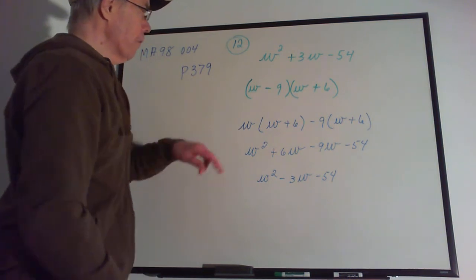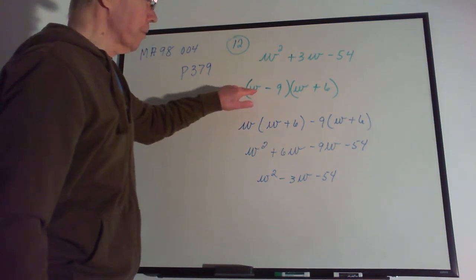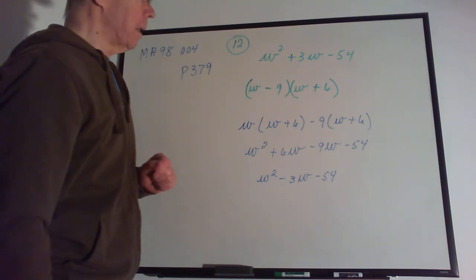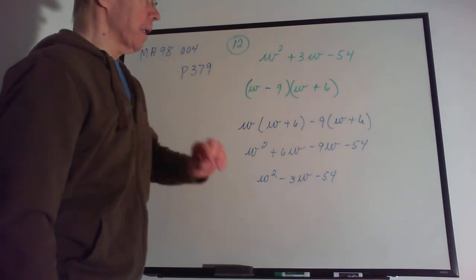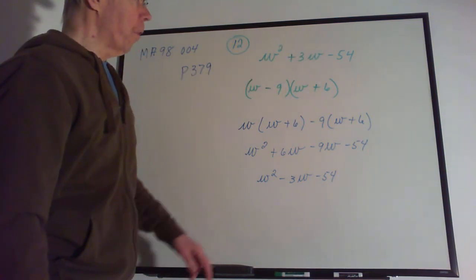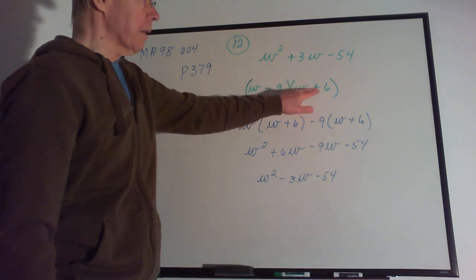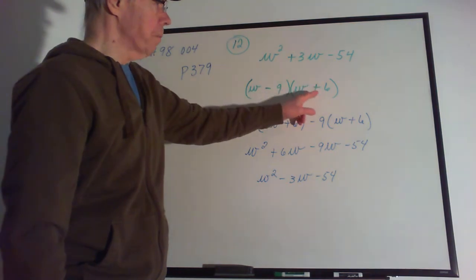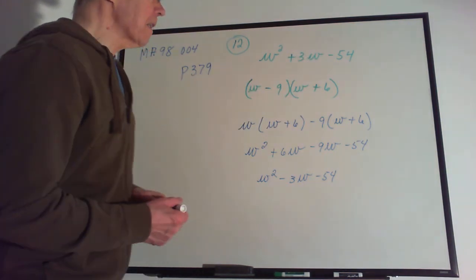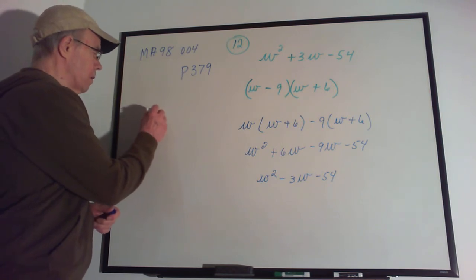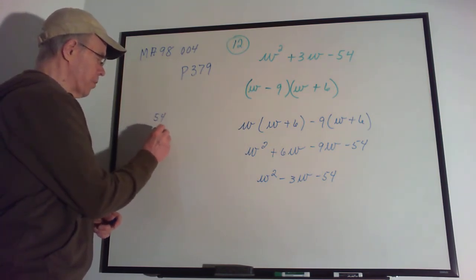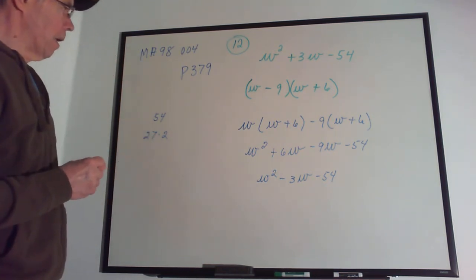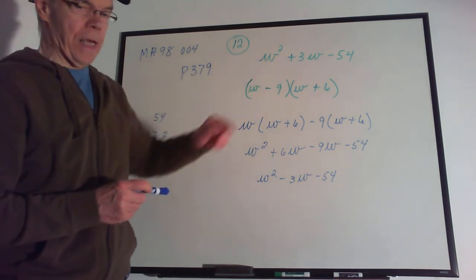All right, for number 12, you want to break it up into two factors. This term here multiplied by that term is going to give me w squared. This term times this term is going to give me a negative 54, which means one of them has to be a minus 9, the other has to be a plus. All right, because a minus times a plus gives me a minus. What are the factors of 54? Well, it could be 7 times 2. I'm sorry, 27 times 2. All right, but the difference between those is not 3.